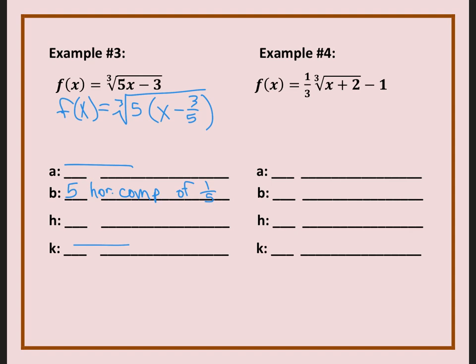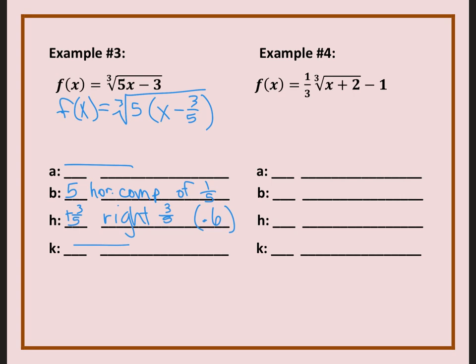My H value is what's inside the parentheses with the X. H will always be added or subtracted to the X. So remember to change the sign there. So this is going to be a positive 3 over 5. So the graph went right 3 over 5, or you could say right 0.6.